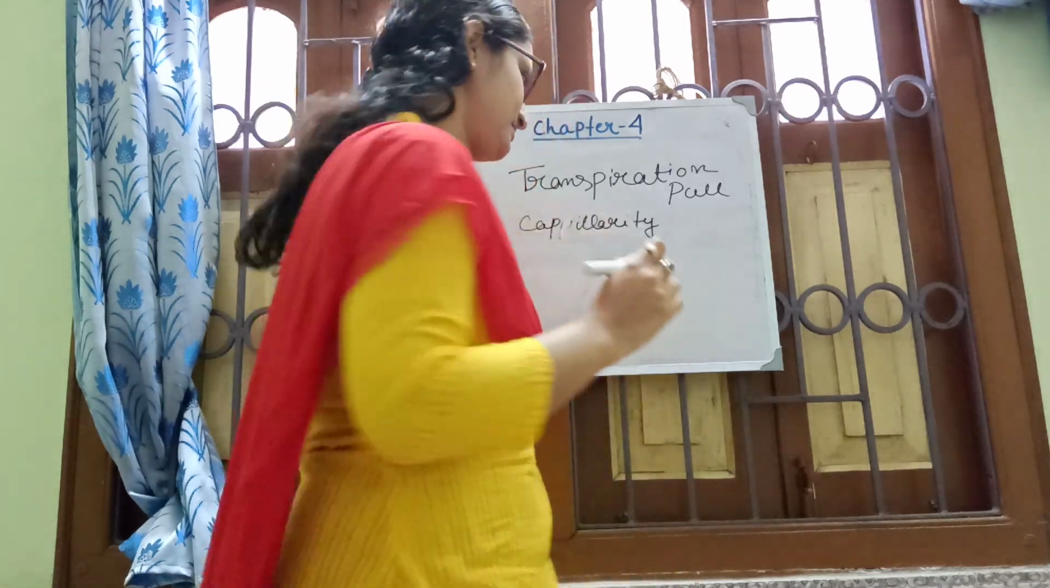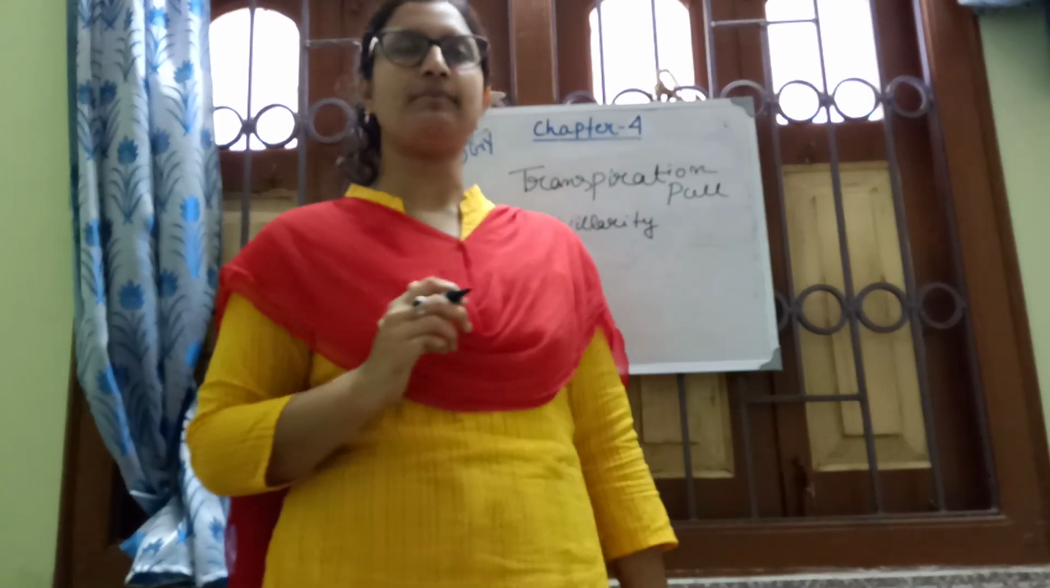Capillarity nature of the xylem vessel means the capillary tube. The xylem vessel looks like a capillary tube. A capillary tube means a small diameter tube. Imagine you have seen two types of straw. If one straw has a small diameter and another has a large diameter, then what will happen?